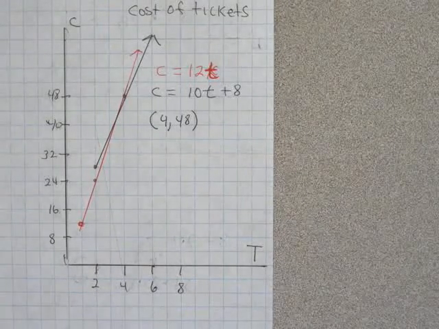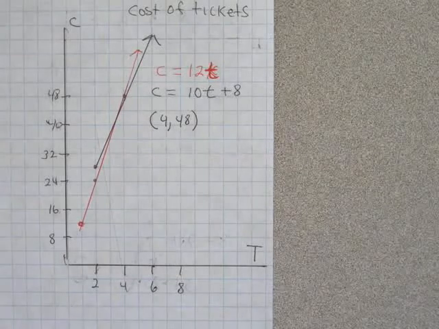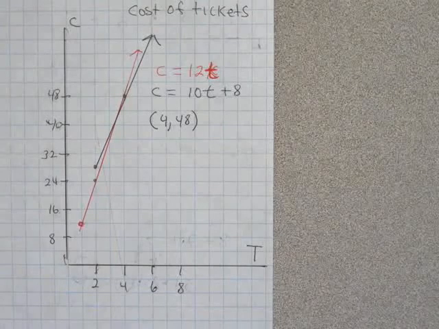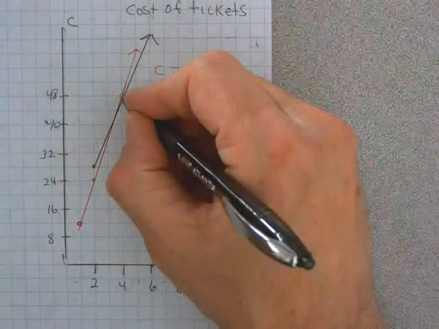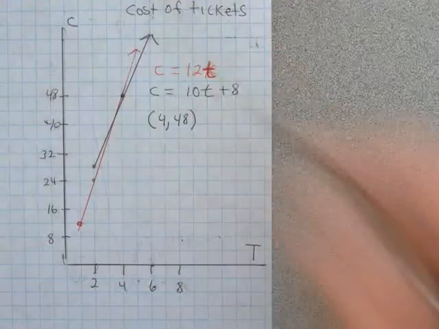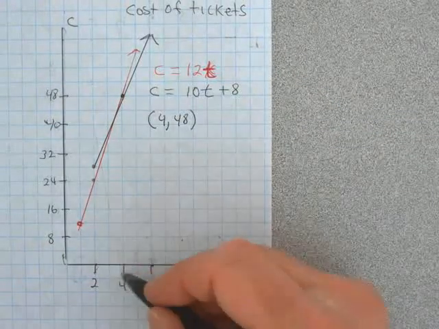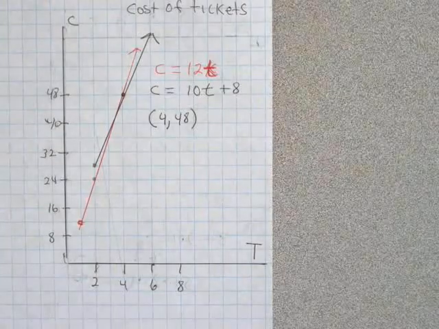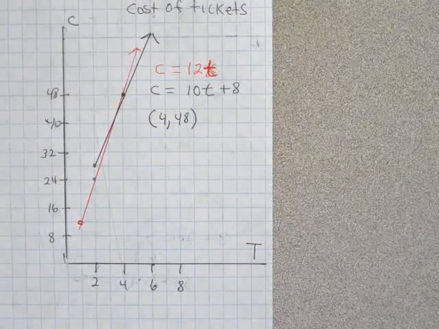In red, you see the equation 12t. I plotted the points from our table, which I will bring back in a moment. And in black, I have the equation 10t plus 8. The point where they meet is pretty much right here. I apologize, once again, my graphing is just a bit off. But as you can see, (4, 48) would be the intersection of both of these lines. And that's the solution set.